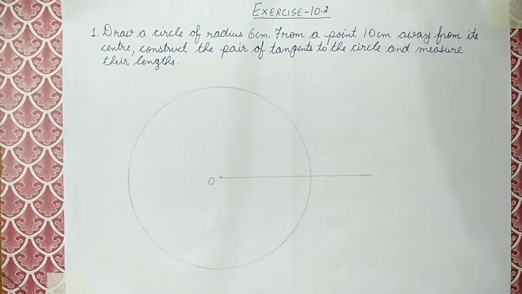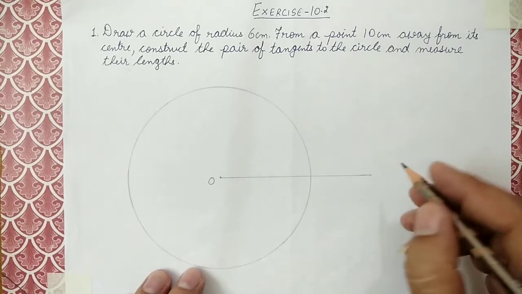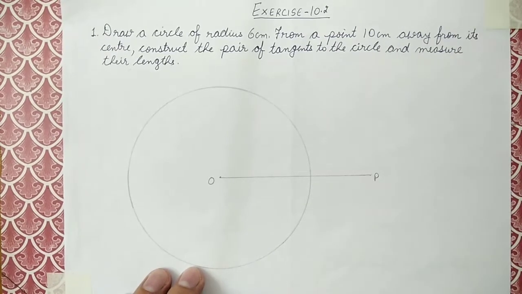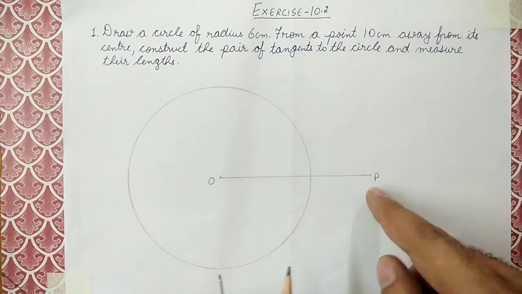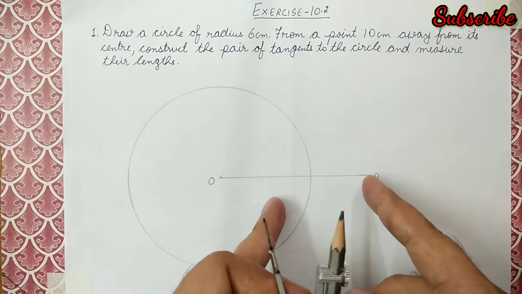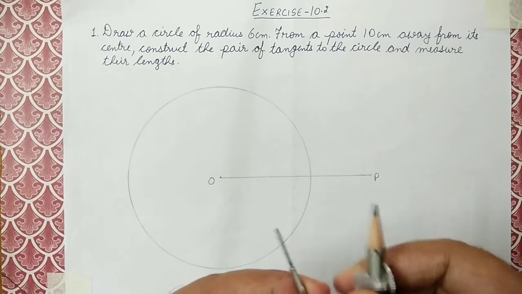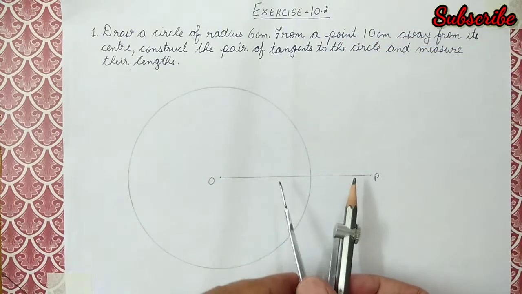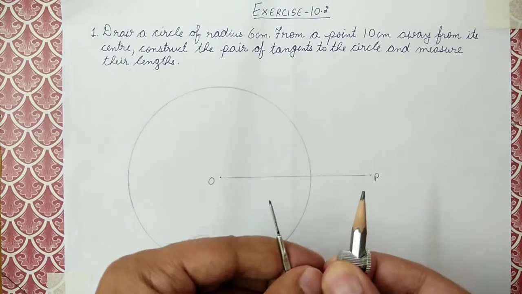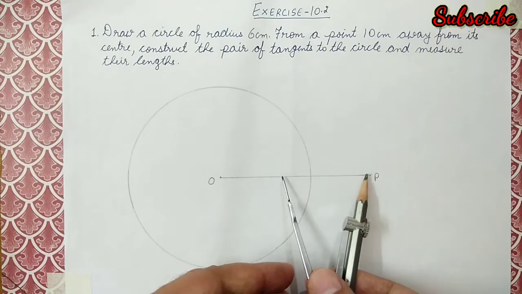Now the next step, after you have joined the point from where you have to draw a tangent with the center, is to draw the perpendicular bisector of this line. Let me name this point as P. Now to draw the perpendicular bisector, we open the compass more than half of this. If you see, almost it is more than half, you can open a little bit more. Okay. So this is more than half.